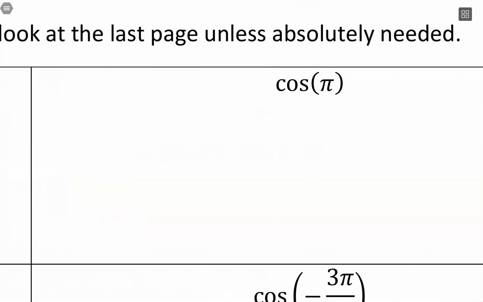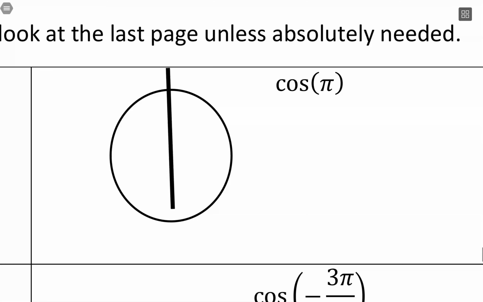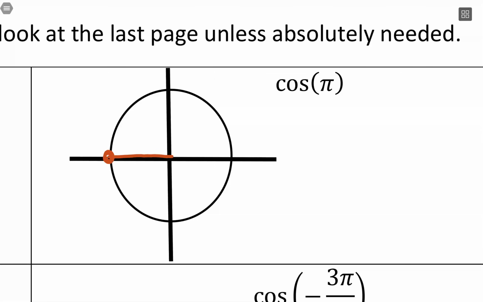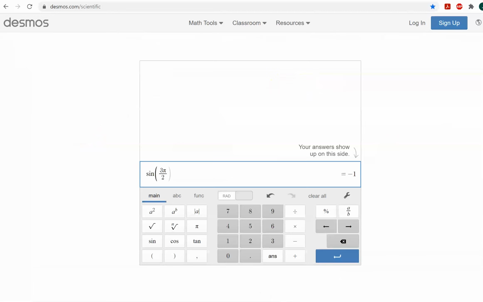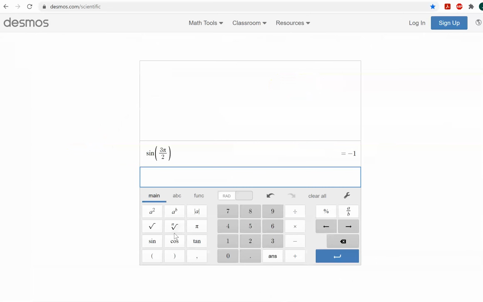All right, cosine of pi. I have my circle. And let's see, pi is here at 180 degrees, and that coordinate is (-1, 0). We're looking at cosine, which is the x-coordinate. So that right there is also equal to -1. If you wanted to check that, we go to that calculator and just go cosine of pi, and there's our -1.